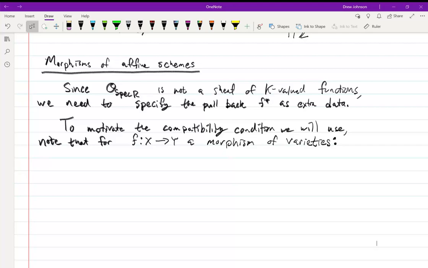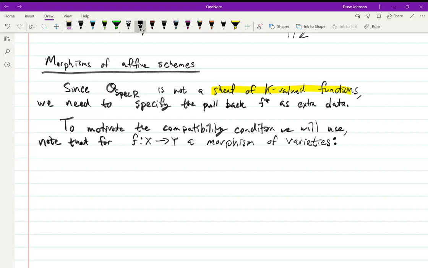All right, so the first topic today is morphisms of affine schemes. So we're going to do morphisms of schemes, so we'll start with the affine case. Now, if you remember back when we defined morphisms of varieties, we made a special assumption that we were dealing with sheaves of k-valued functions. And that worked fine for varieties. In the case of schemes, that's not true, right? The things in the structure sheaf, if you want to interpret them as functions, have values in different fields at different points. So that doesn't quite work.